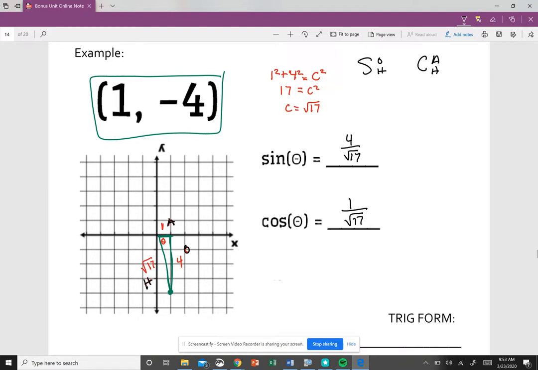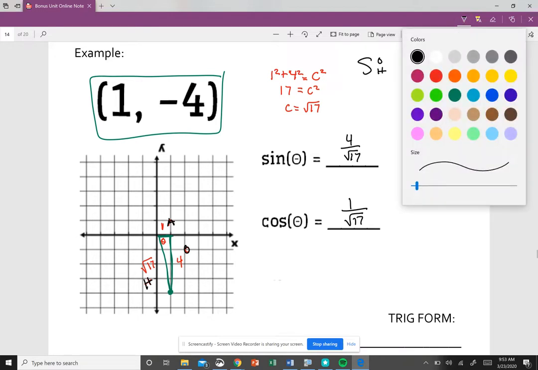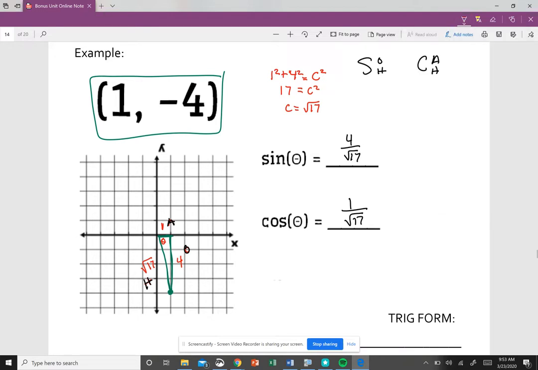You can use either one of these to help you find the angle. So I'm going to use sine because it's my favorite, but it doesn't have to be your favorite. It can be whatever you want. We're going to use sine inverse of 4 over the square root of 17. If we do that, we're going to get our angle.